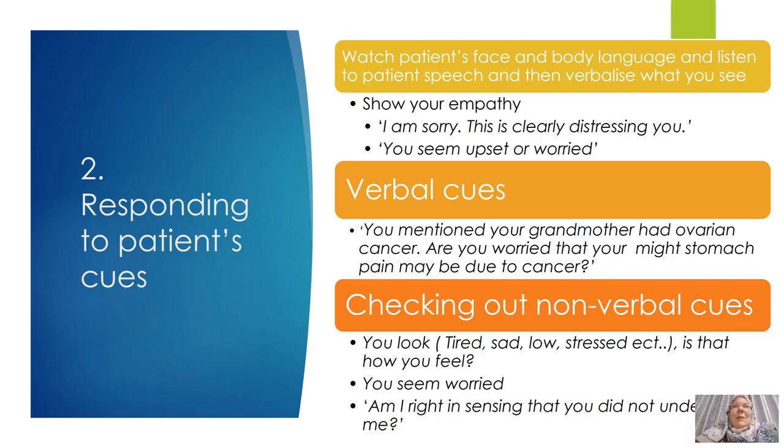So in that case, you have to show empathy. If they are very worried, you show empathy. You say something like, "You seem worried, you seem upset. This must be very distressing for you." But you can also pick up the verbal cues and address them head on by saying, "You mentioned your grandmother had ovarian cancer. Are you worried that this irregular bleeding is due to ovarian cancer?" And then she has the opportunity to share her thought with you, and you can then, during the course of the consultation, explain to her that really this is not usually a way for ovarian cancer to present.